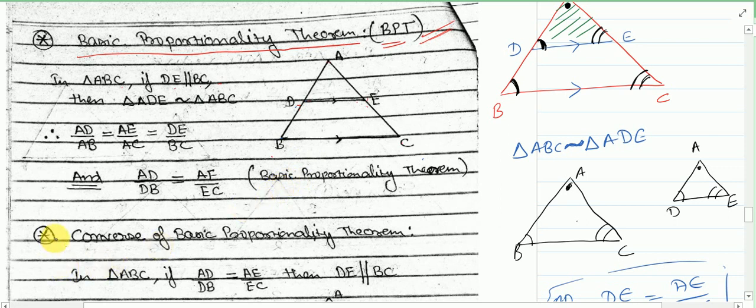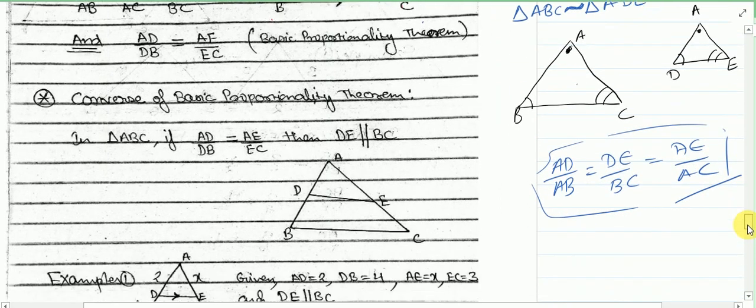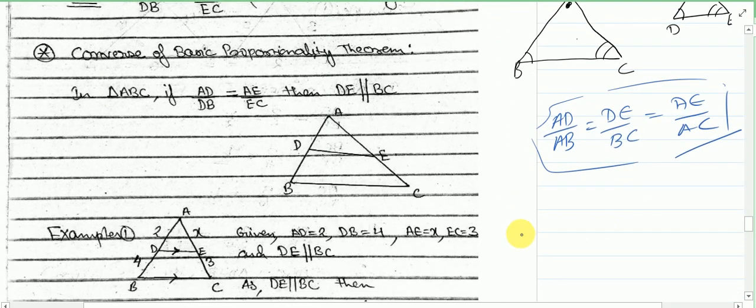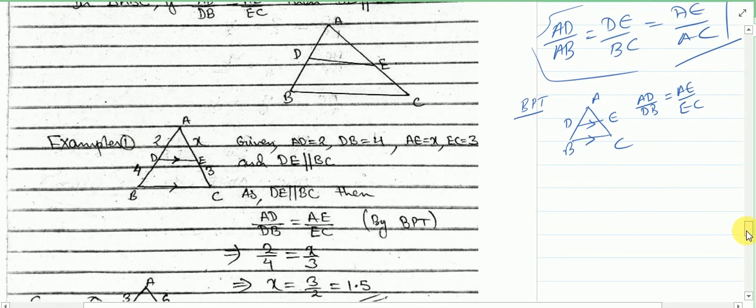Now next is the converse of the basic proportionality theorem, meaning the opposite of this theorem. Now what does it say? Your basic proportionality theorem says that if you have a triangle ABC and you draw a parallel line, this DE to BC, in that case AD upon DB is equal to AE upon EC. This is what the basic proportionality theorem says, okay.